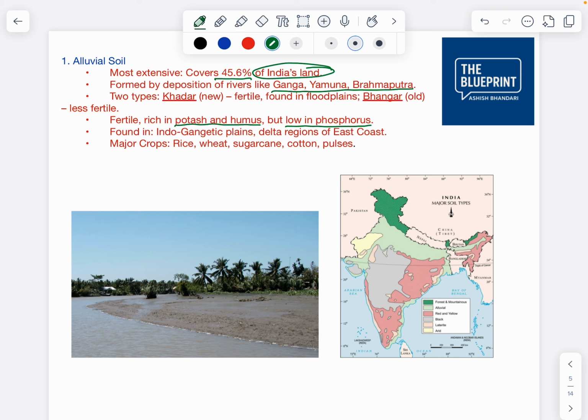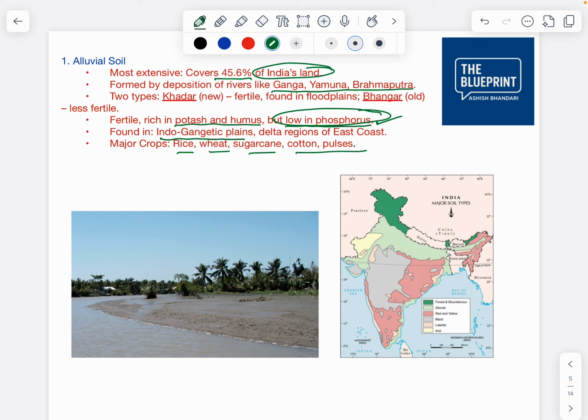We have to keep this in mind because many times a question is asked whether the soil is rich in phosphorus or not, right? Or in potash or humus. So we have to know that. We have to remember it. And it is found mainly in the Indo-Gangetic plains, I have already told. And the major crops are rice, wheat, sugarcane, cotton and pulses.